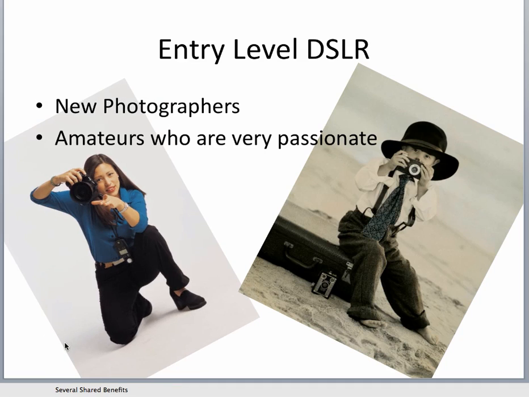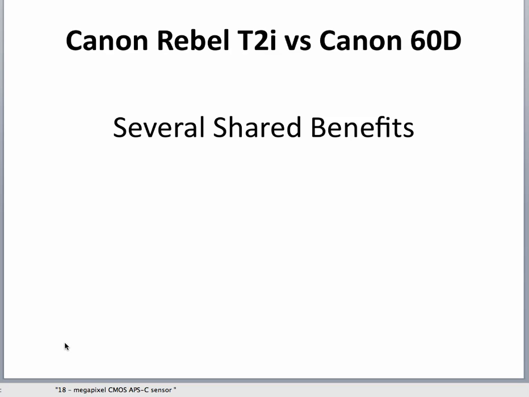The second kind is the photographer who is already taking lots of pictures, probably with a point-and-shoot camera or an older model digital SLR camera, and they're ready to move up or upgrade. So let's take a look at a couple of the things that are the same about these two cameras.